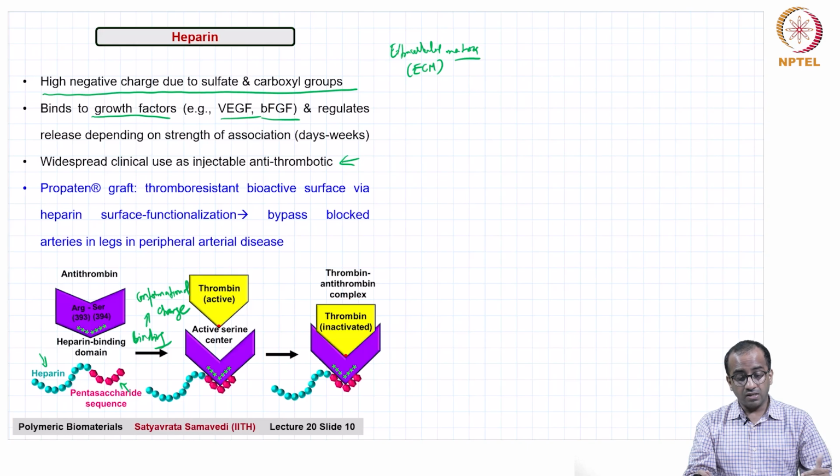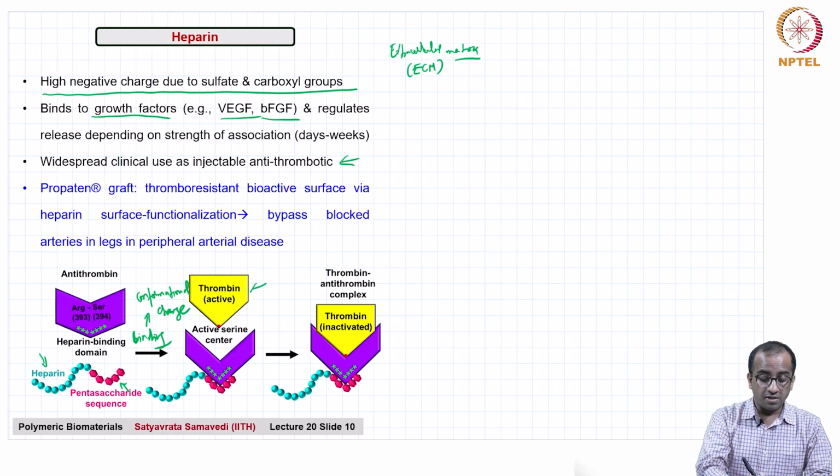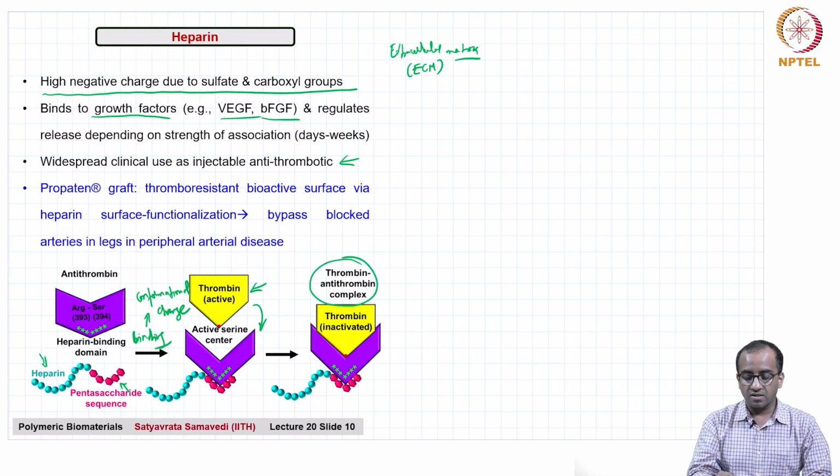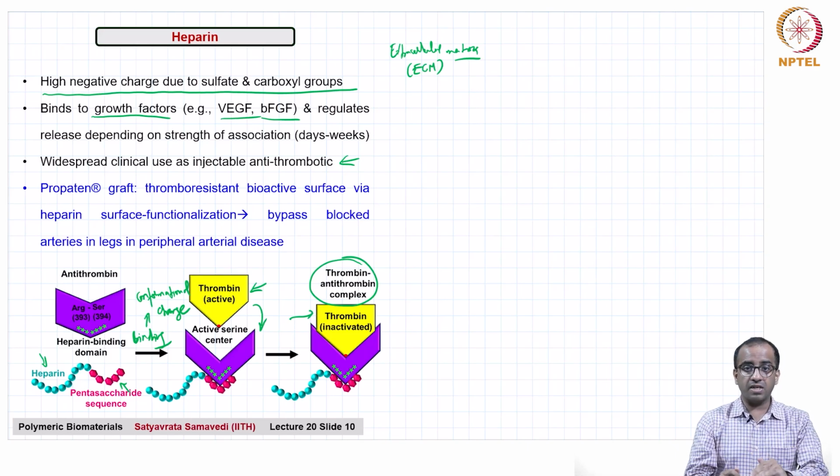So this binding results in a conformational change in the antithrombin, and so thrombin, which is now active, binds to the conformationally changed form of the antithrombin to form the thrombin-antithrombin complex, and the thrombin becomes inactivated, thus preventing thrombosis.